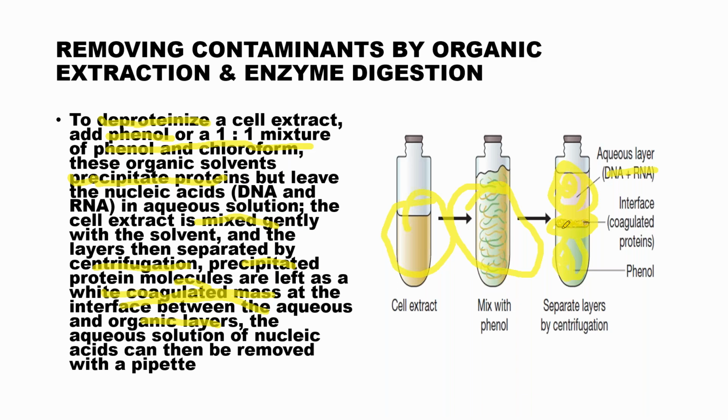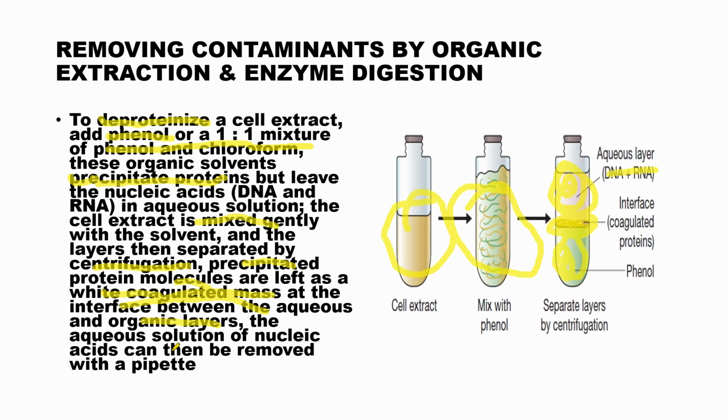That's what is happening in the deproteinization using phenol chloroform mixture. Okay, so first of all, the cell extract is taken, mixed gently with the solvent, that is the phenol chloroform mixture, and then centrifugation is performed. As a result of centrifugation, you have two layers. On the top side, you will have an aqueous layer with DNA and RNA, and on the bottom side you will have the phenol layer or the organic layer. Your protein molecules will be precipitated and appear as a white coagulated mass between the aqueous layer and the organic layer.